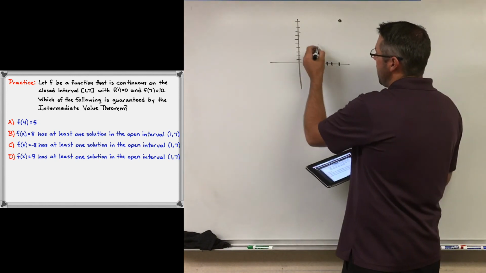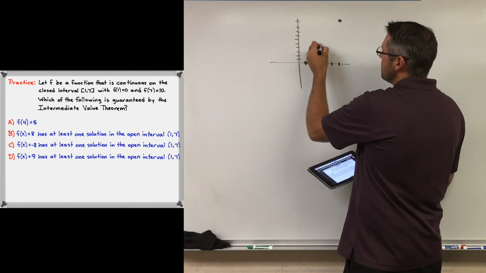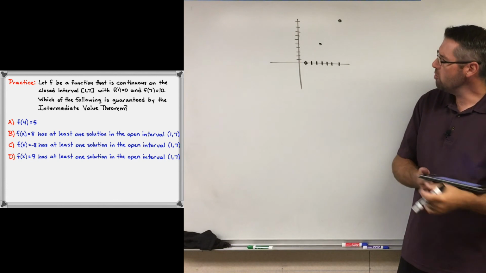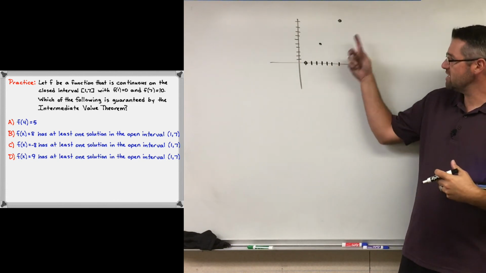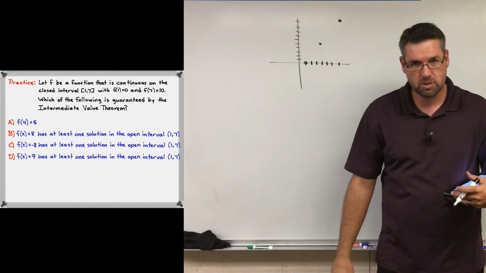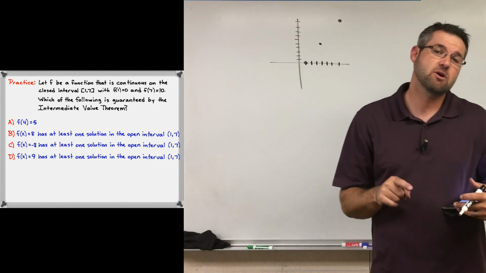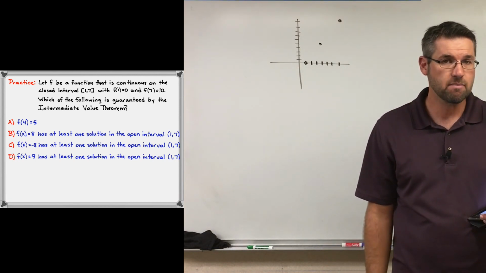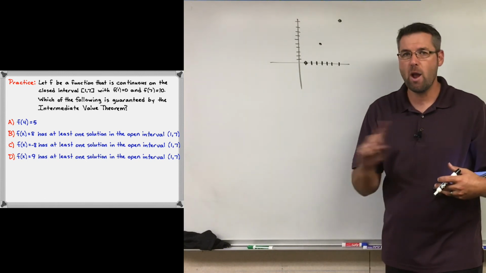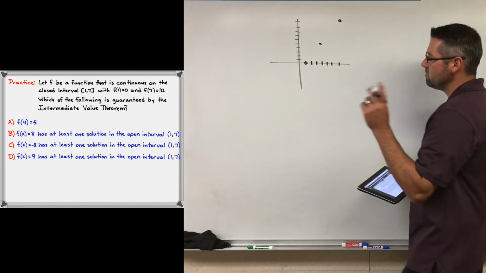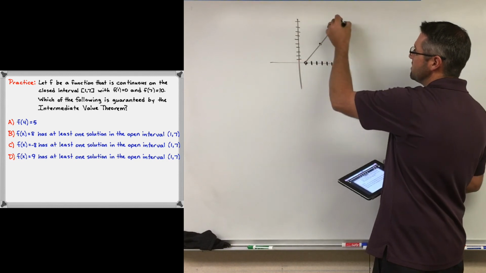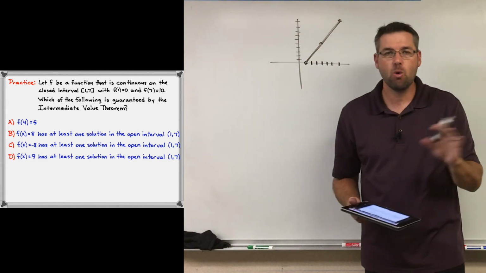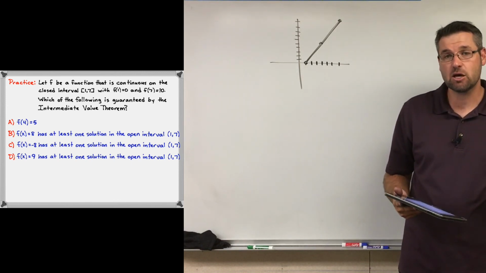Well, does f of 4 have to equal 5? Well, some of you probably said, yes, it does. Why did you put that? Well, because 5 is between 0 and 10. Yes, 5 is in between 0 and 10. The intermediate value theorem would say that the function must pass through y equals 5. But it doesn't say where it must pass through. And the assumption that you probably made is that, well, if it's linear, then yeah, it would pass through there. But nowhere did it say that this function was linear.